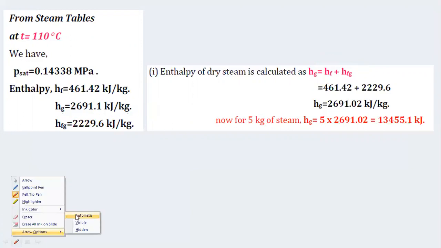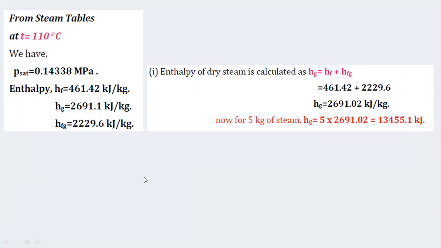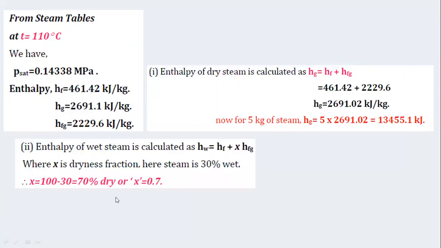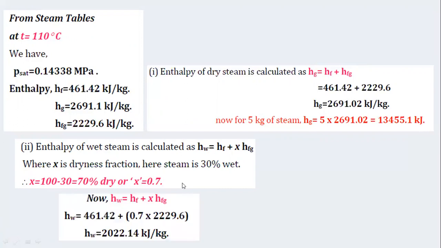Now, the second case is for steam which is 30% wet as per the given condition. As 30% wet, the x value becomes 100 minus 30, which is 70% dry, or x value is 0.7. So the equation becomes Hw is equal to Hf plus x Hfg. This is the equation given. The x value is 70%, 0.7, and the Hfg value we have from the steam tables. We calculate this.